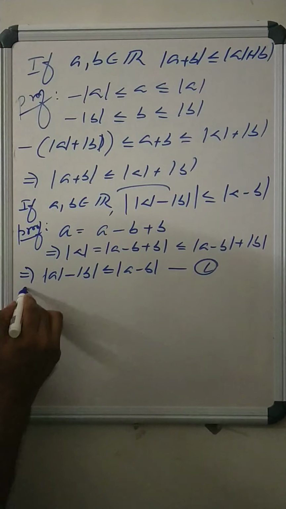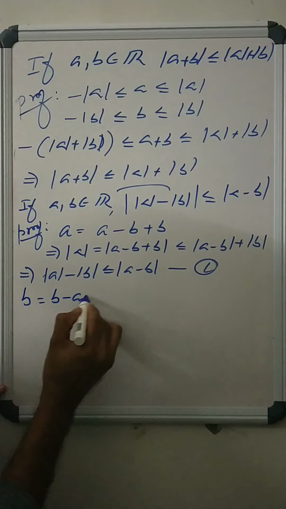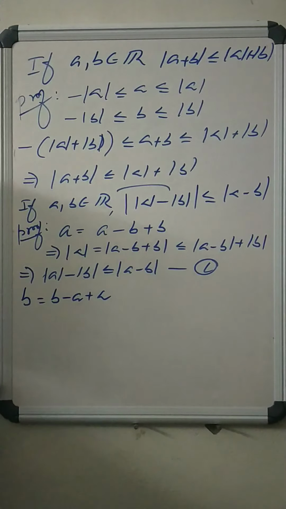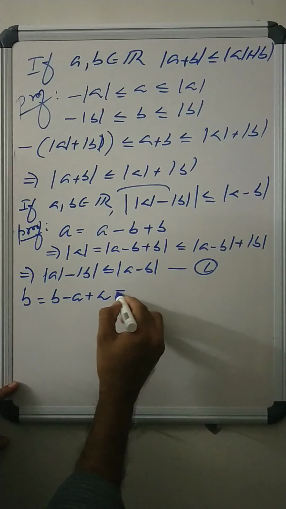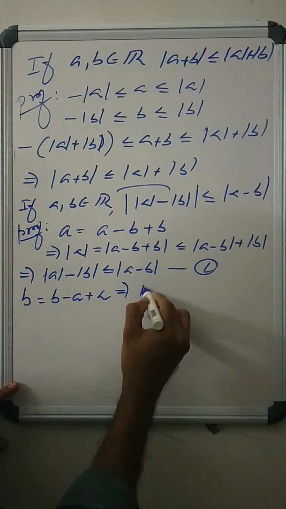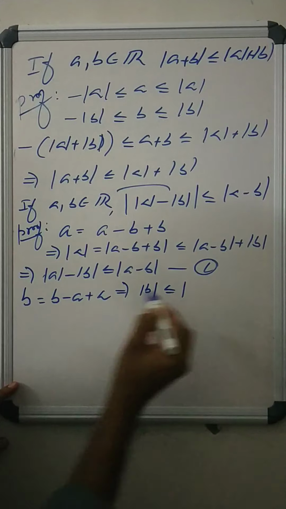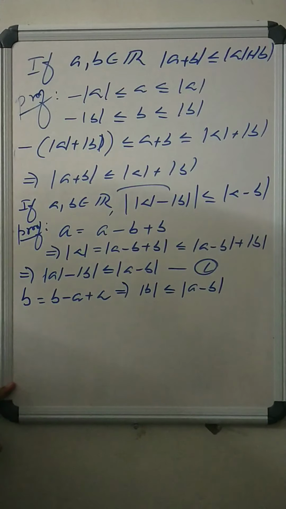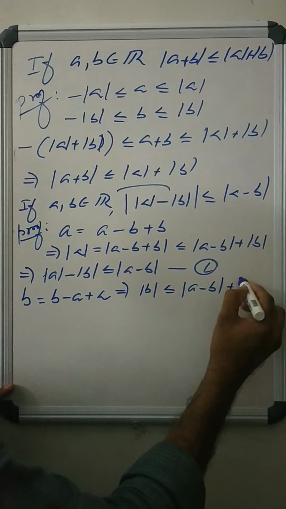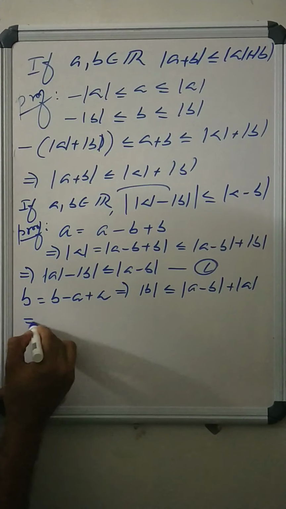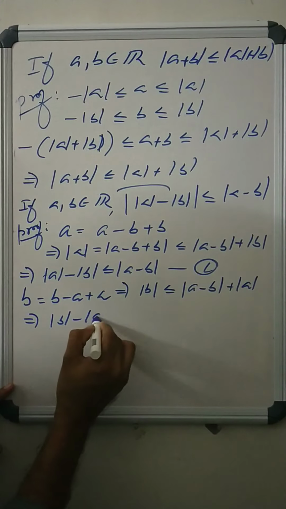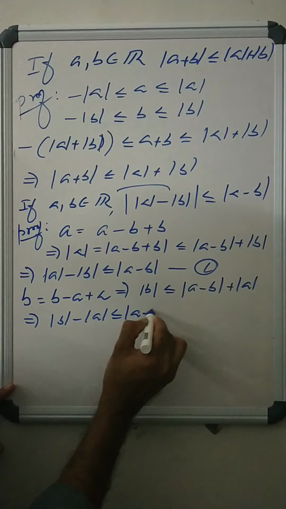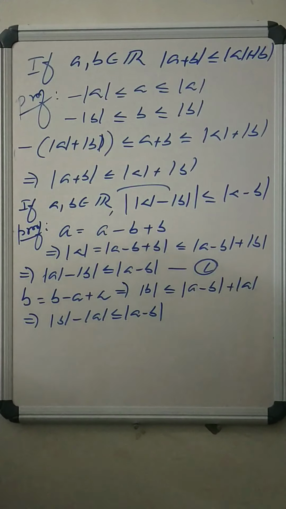Again, similarly, what is b? b can be rewritten as b minus a plus a. So, by using the above arguments, we have mod b less than or equal to modulus of b minus a plus mod a, and modulus of b minus a means modulus of a minus b. That means mod b minus mod a is less than or equal to modulus of a minus b.